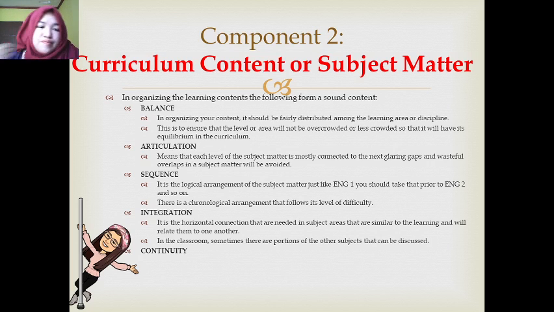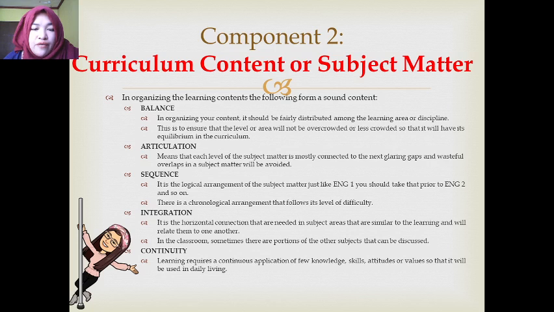O continuity. So, the learning requires a continuous application of new knowledge, skills, attitudes, or values so that it will be used in daily living. So, it is also a constant repetition, review, and reinforcement of learning.